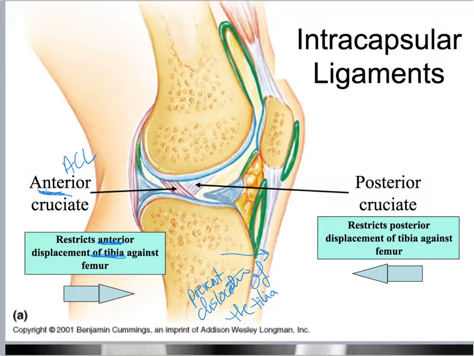So basically, you've got an anchor here, and you've got an anchor there, all right? And this is keeping that from sliding forward, okay? Now, the posterior cruciate, it does the exact opposite. Posterior restricts the posterior movement of the tibia. So it's preventing the tibia from sliding backwards and popping up over here. So anterior prevents it from going this way, posterior prevents it from going that way, okay?